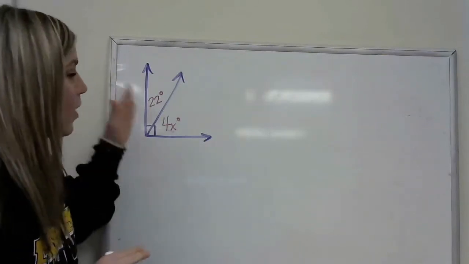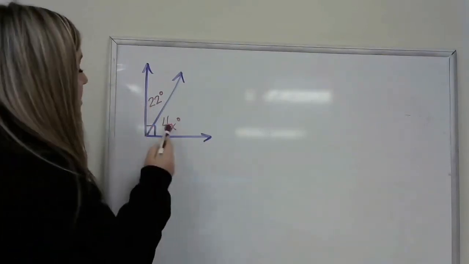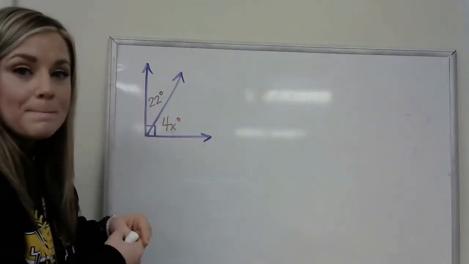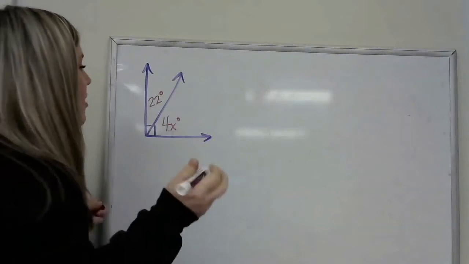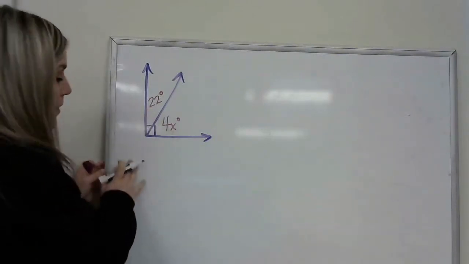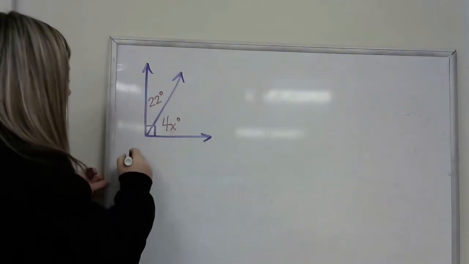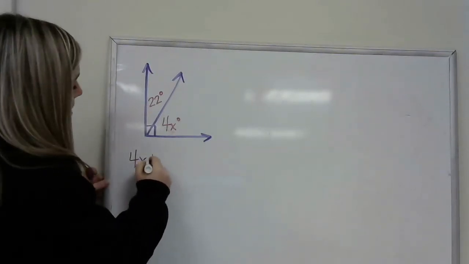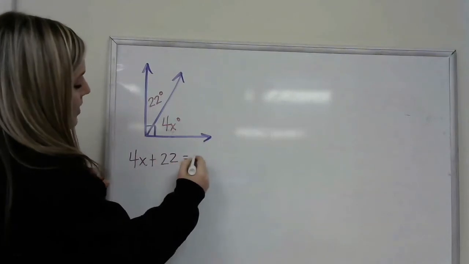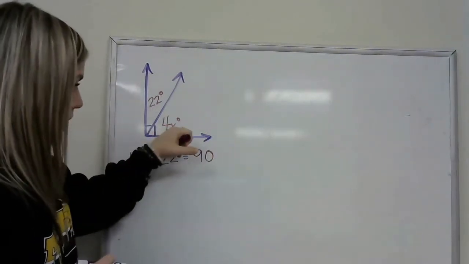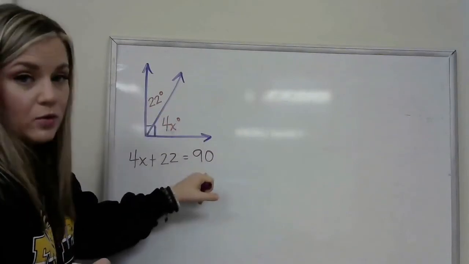Okay? Right now, I know this is complementary because it has the right angle right here. So I know these two have to add up to 90 degrees. All right, so I know that if I add these two together, they're going to equal 90 degrees, right? So if I have 4x plus 22, it should add up to be 90, okay? 4x plus 22 is going to equal 90.